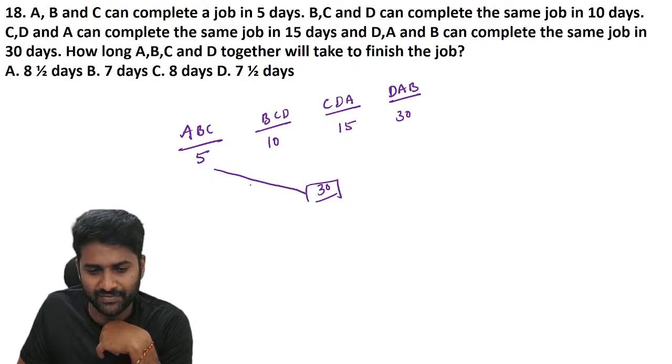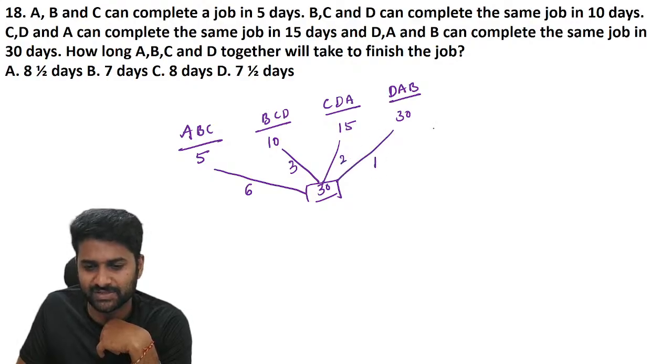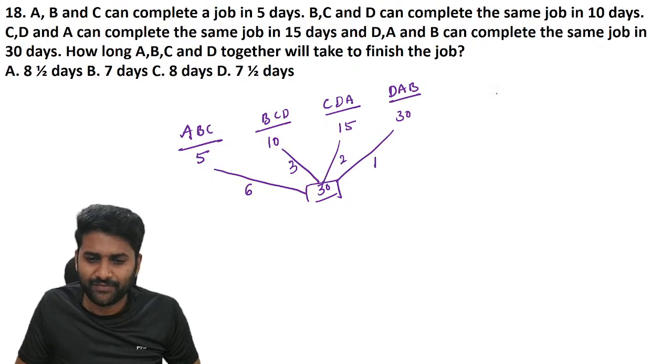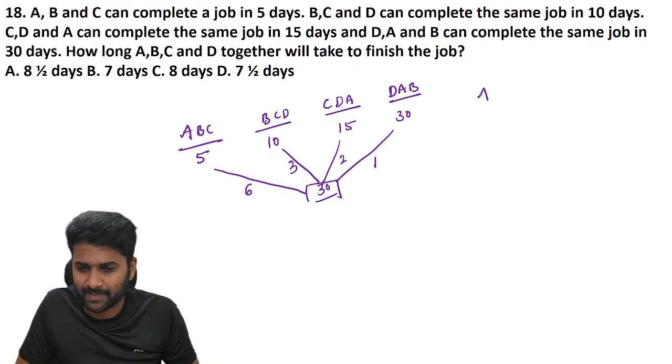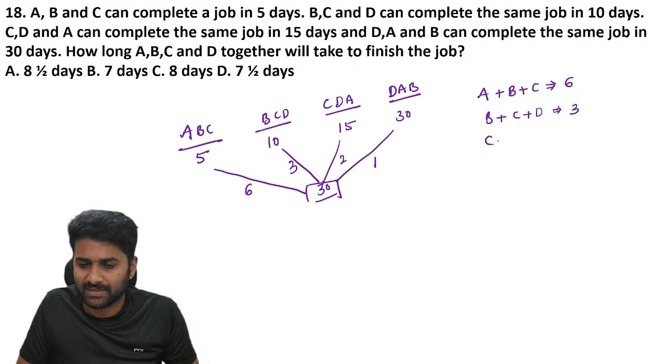ABC together, efficiency 6 units. BCD together, 3 units. CDA together, 2 units. DAB together is 1 unit. Now see, if you add all these equations, A plus B plus C. For your understanding only, I'm writing all these steps. 6, B, C, D. 3, C, D, A. 2, D, A, B. 1.